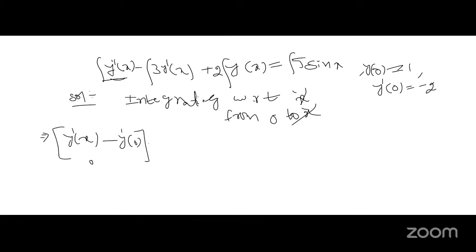Plus 3 outside. Then the integration of y dash of x is y of x, so that becomes y of x minus y of 0, plus 2 into the integration from 0 to x of y of t dt.